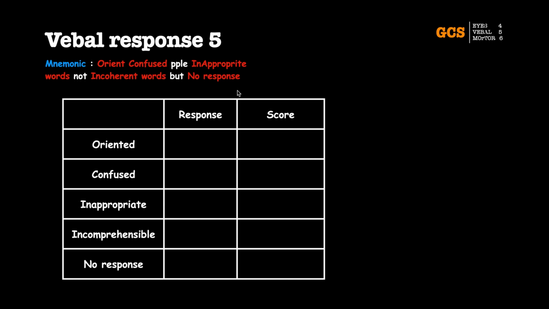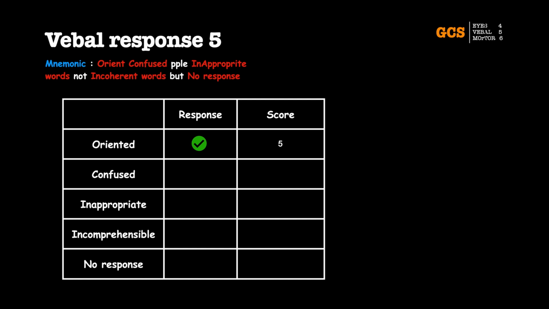And so if the patient talks to you, communicates with you spontaneously, then we say the patient is oriented. You ask the patient, what is the time? He says, it's 5 p.m. Where are you? He says, I'm in the hospital. It means the patient is oriented. So you score the patient 5.